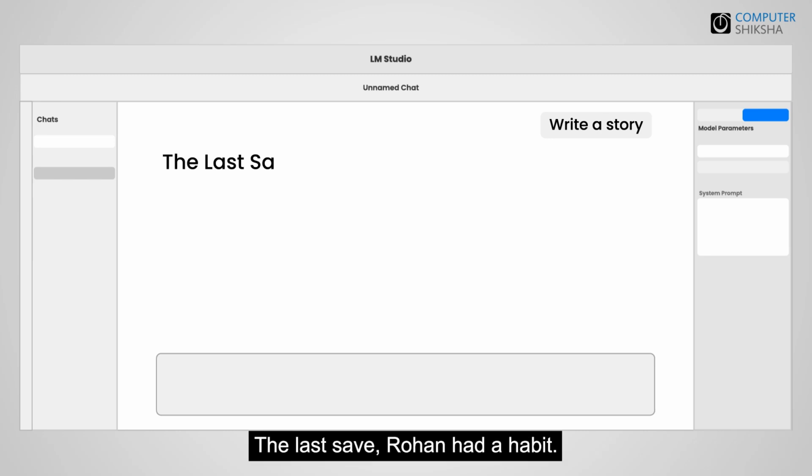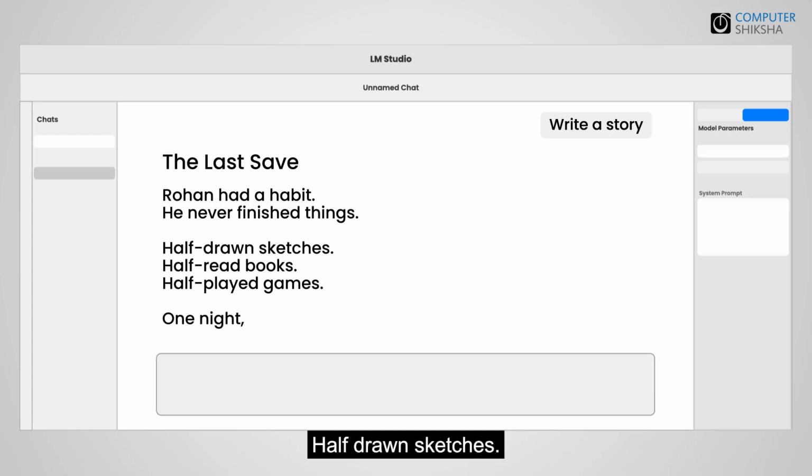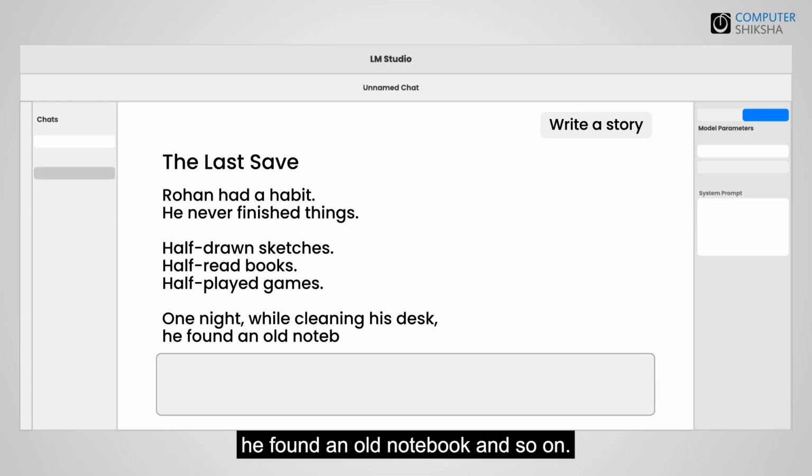The last save. Rohan had a habit. He never finished things. Half-drawn sketches, half-read books, half-played games. One night, while cleaning his desk, he found an old notebook, and so on.